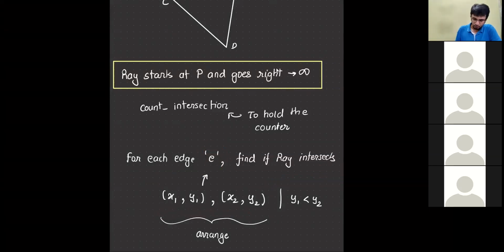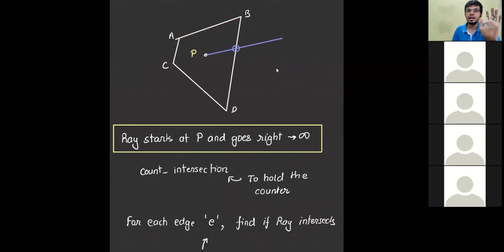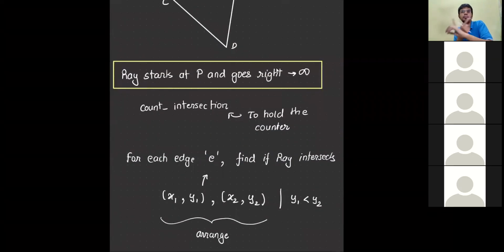Okay. So each edge is now represented, because an edge is what? Two points A comma B. So what we will do is arrange these points, basically swapping logic. We are just arranging it such that x1 comma y1 comma x2 comma y2 with y1 less than y2. So whether my edge is AB or BA, it's exactly the same, right? But for my computation benefit I'll just flip the points such that y1 is less than y2.